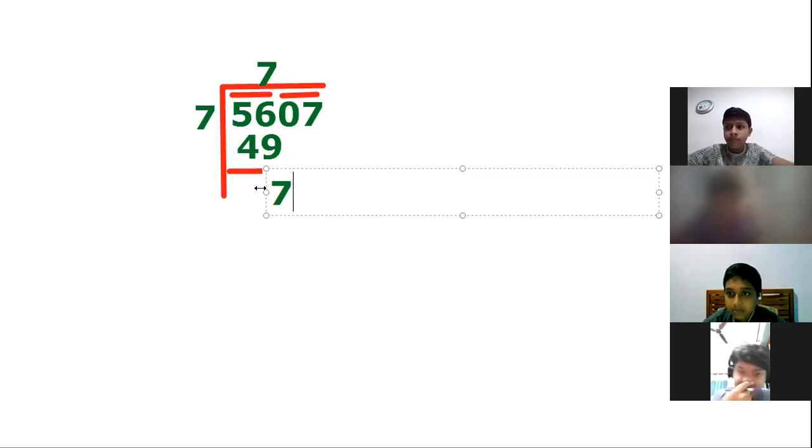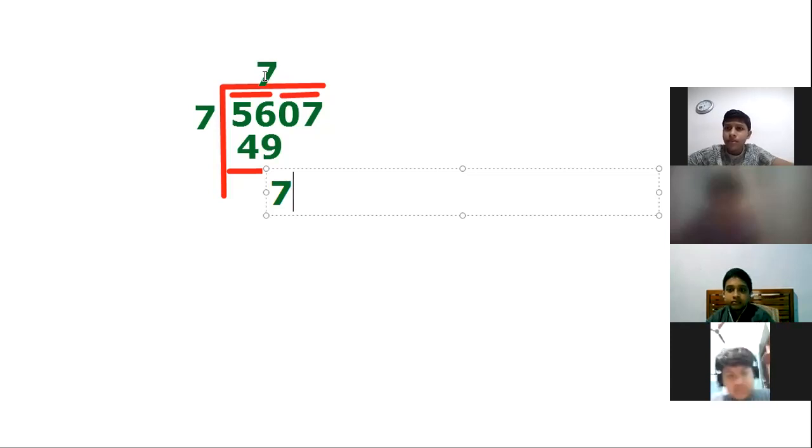That is 56. This is the next pair. The leftmost pair is 56. We check between which square numbers 56 lies. The square numbers on either side of 56 are 49 and 64, that is, 7 square and 8 square. We have just chosen that 7. So we have to write the same 7 at the top.